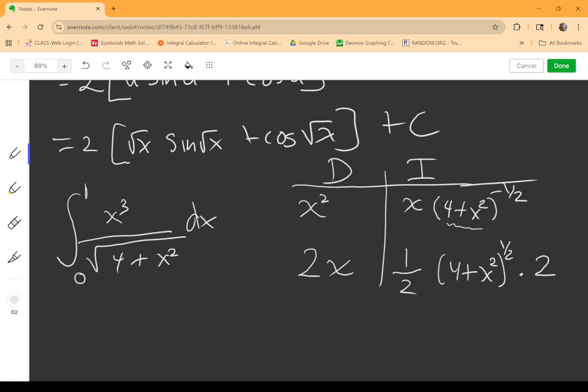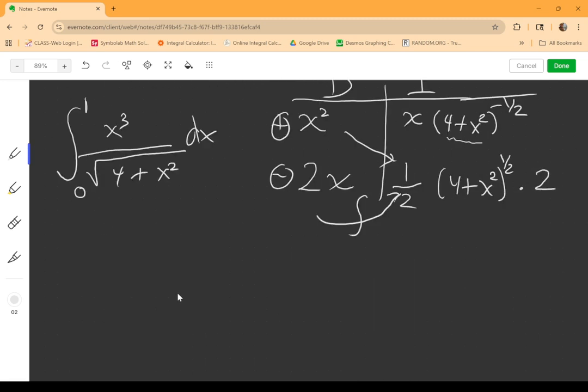Okay, and now I'm going to stop here and rewrite the integral that I have left, because it's a straightforward substitution integral from here. All right, now worry about plugging in at the end here. So what we have here is, all right, this is going to be x squared. So notice here 1/2 and 2, they reduce to 1. So I get x squared times 4 plus x squared to the 1/2.